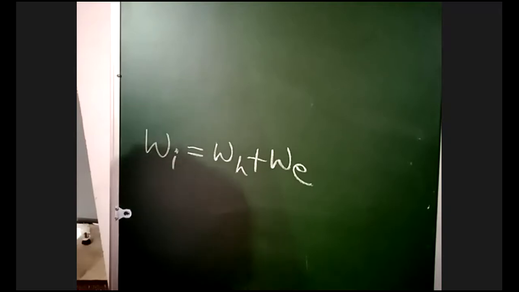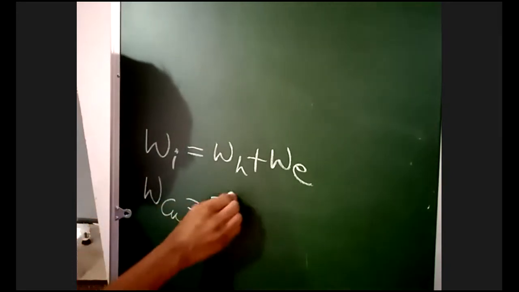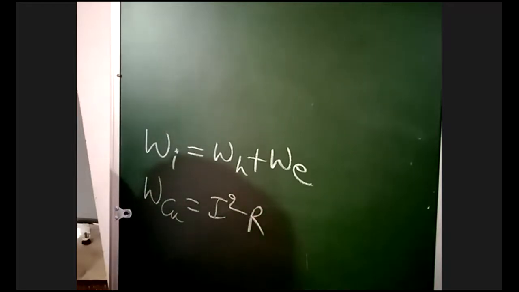Now, in a transformer, I had told you there are two types of losses. One is iron loss. What is the other one? Copper loss. Wcu is equal to I square R. Power P is I square R, and I square R is nothing but the copper loss. R is the resistance of the copper wire. Therefore, copper loss is equal to I square R. That is very simple. These are the types of losses in a transformer.